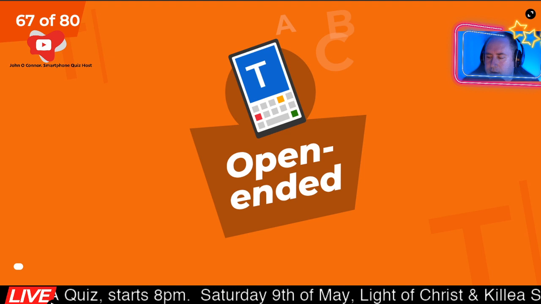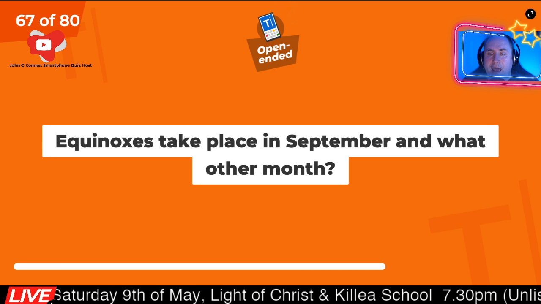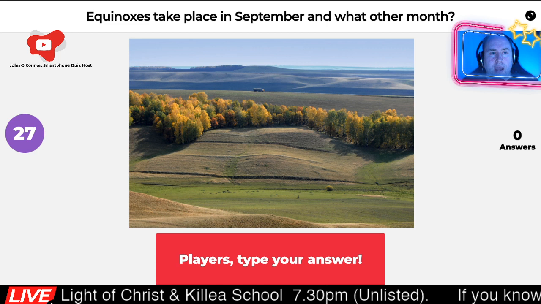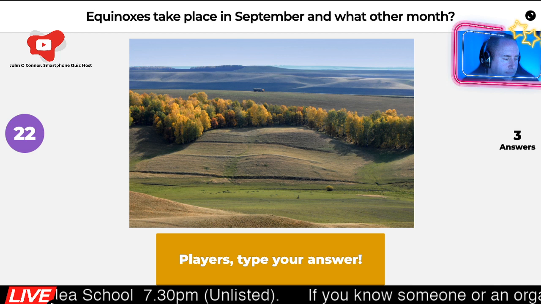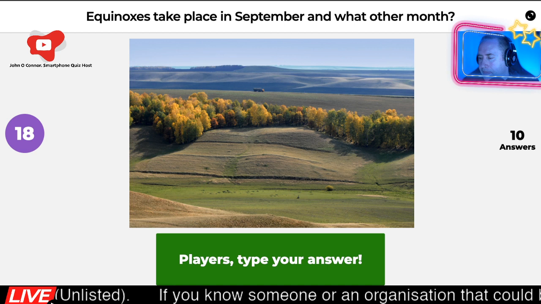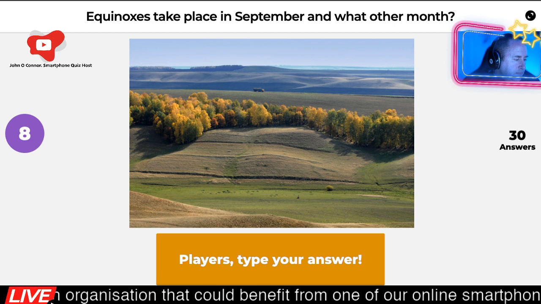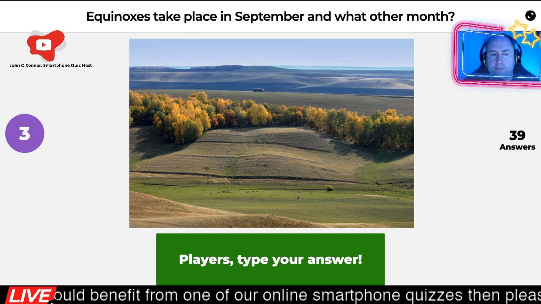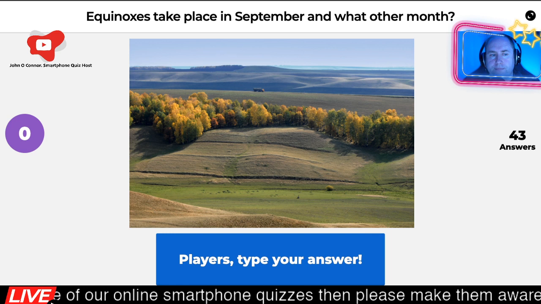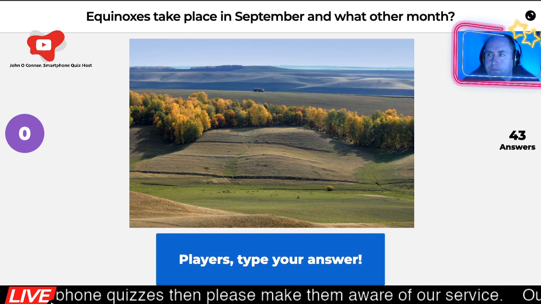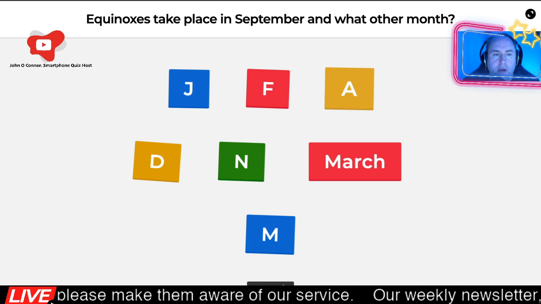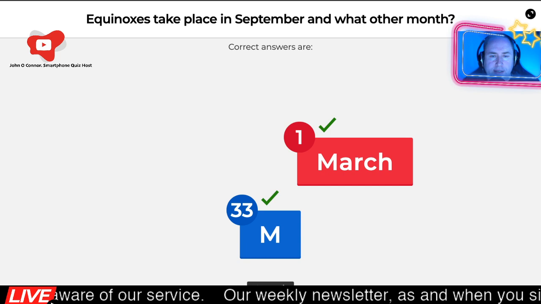Equinoxes take place in September and what other month? Just give me the first letter of the month. So equinoxes take place in September and what other month? Give me the first letter. Correct answer here is M for March. 34 correct answers. Question 68 is also a first letter of your answer.